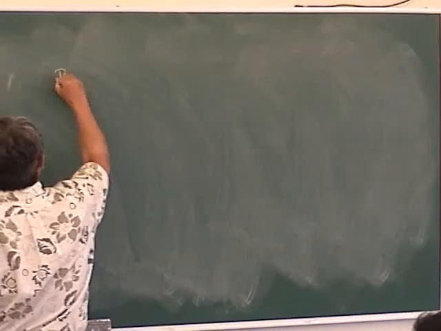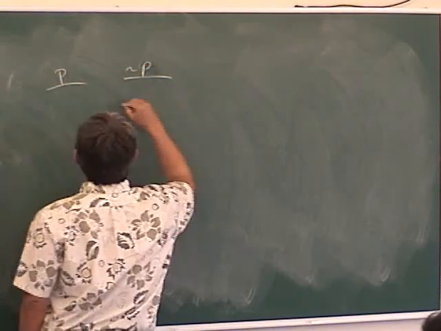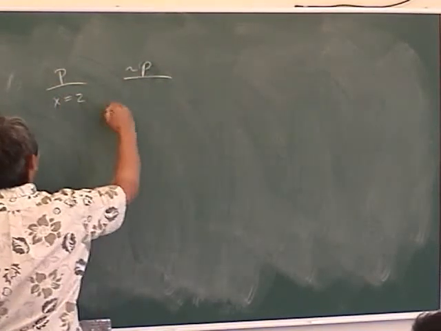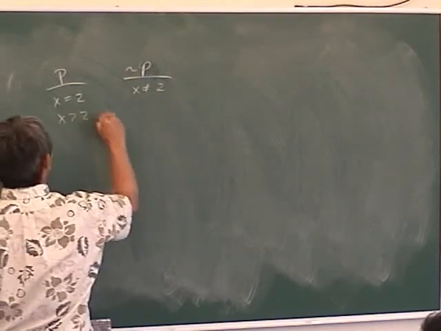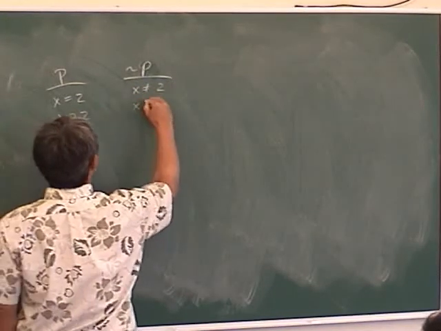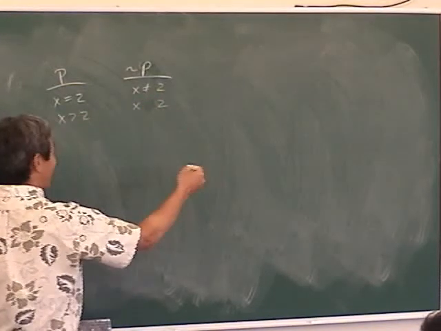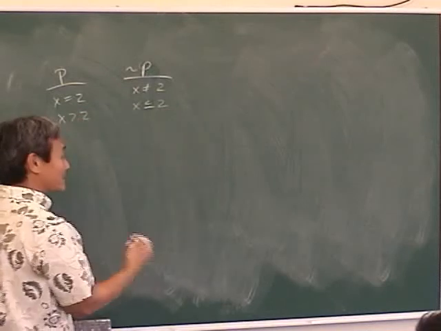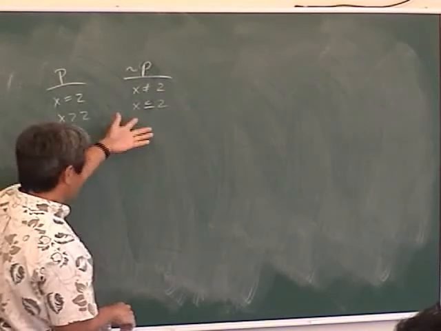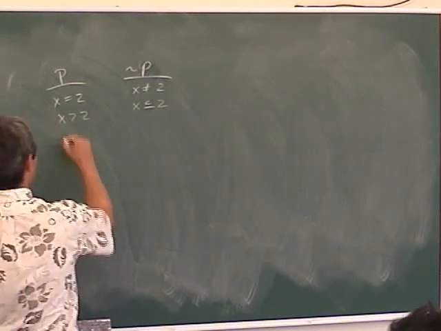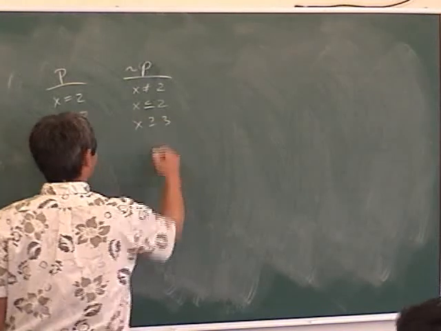So here's a statement. Let's make a chart. And here's the negation, not P. X is greater than 2. Please don't write X is not greater than 2. That's actually correct, but we've got to simplify. X is less than or equal to 2, right? What are all the numbers that are not greater than 2? They're the numbers that are less than or equal to 2. Okay, so that's easy.